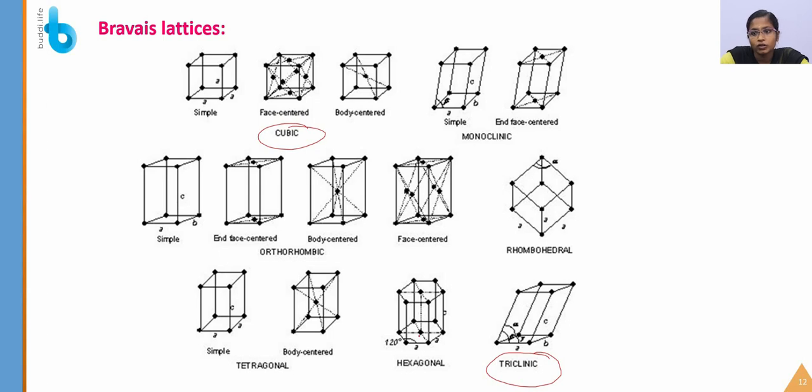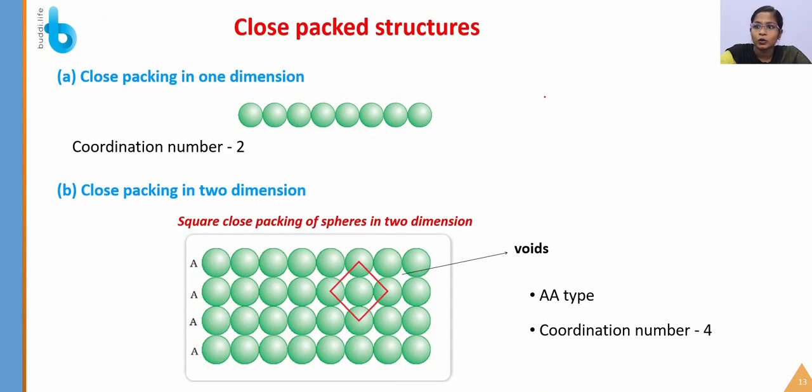They may ask you about this also, which is the most symmetric one or which is the most unsymmetric one, okay. So next one is the close packed structures.